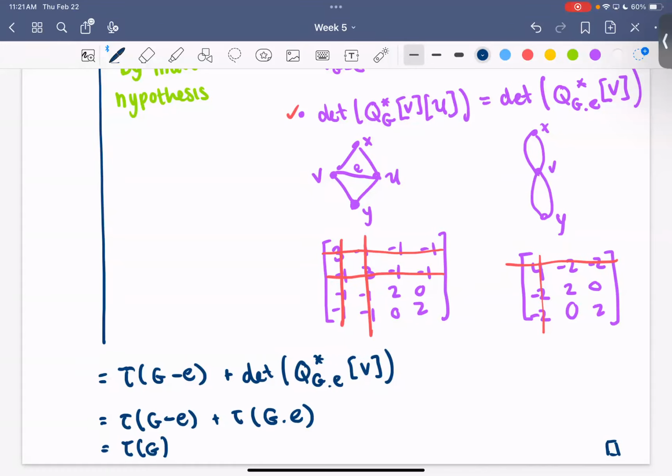I actually didn't like the proof in the book, so I went looking for a different proof, and I found this one, which, I don't know, speaks to me more. I like this inductive way of deleting edges and then arguing about why the matrices are what they are. But okay, are there questions now?